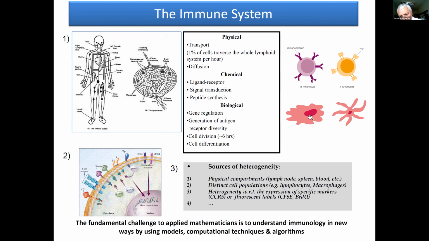Due to impressive advances in experimental technologies of measuring various aspects of the immune system functioning at the genetic level, at the cell population level, at the individual cell level, and the level of specific tissues and organs and the whole organism level, now the challenge is how to integrate all this information across multiple scales using mathematical models.